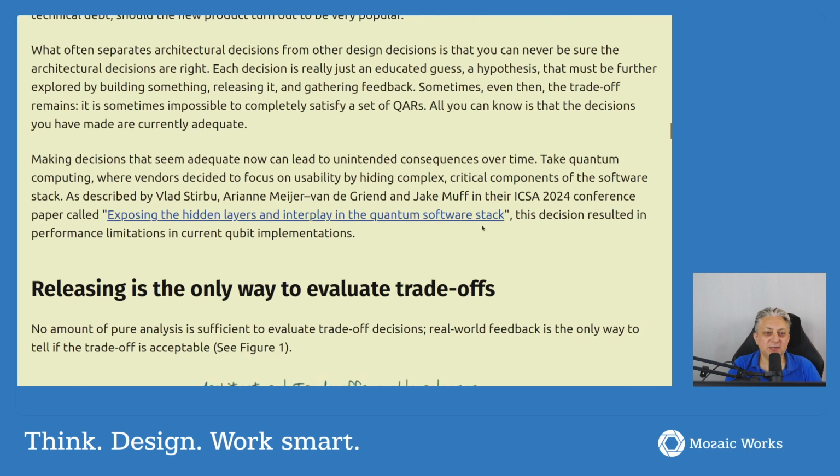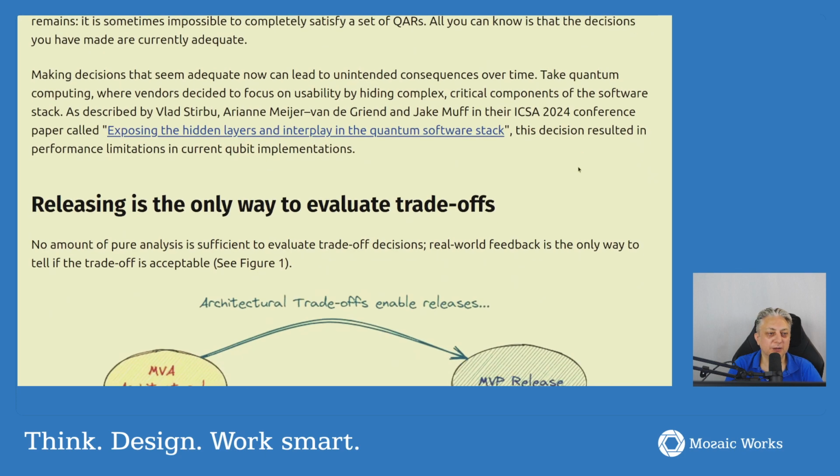What often separates architectural decisions from other design decisions is that you can never be sure the architectural decisions are right. Each decision is really just an educated guess, a hypothesis that must be further explored by building something, releasing it, and gathering feedback. Sometimes, even then, the trade-off remains. It is sometimes impossible to completely satisfy a set of QARs. All you can know is that the decisions you have made are currently adequate. Making decisions that seem adequate now can lead to unintended consequences over time.